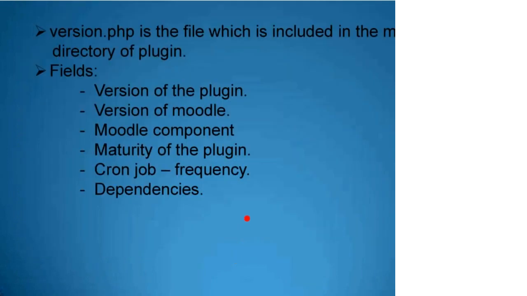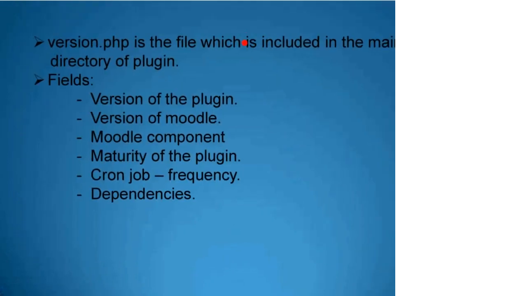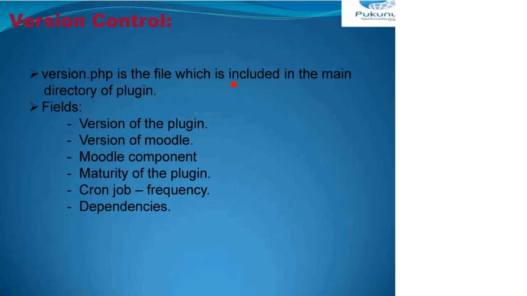And next one would be your version control. It's again included in your main directory, and version control has the following fields like version of the plugin, which explains which version of the plugin you are installing. This is mainly used in the installation process. And version of Moodle, which version of Moodle you would require to install this plugin, and Moodle component, what component of Moodle you are using.